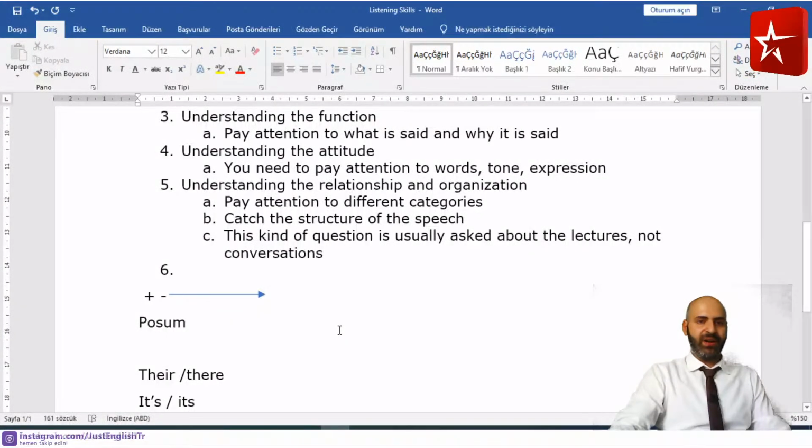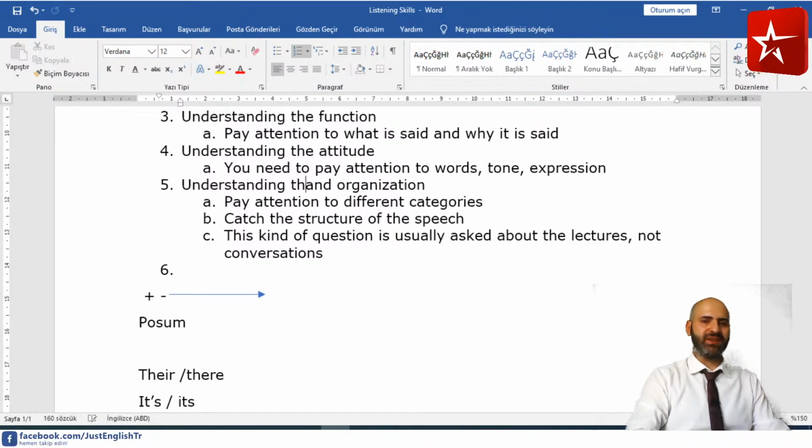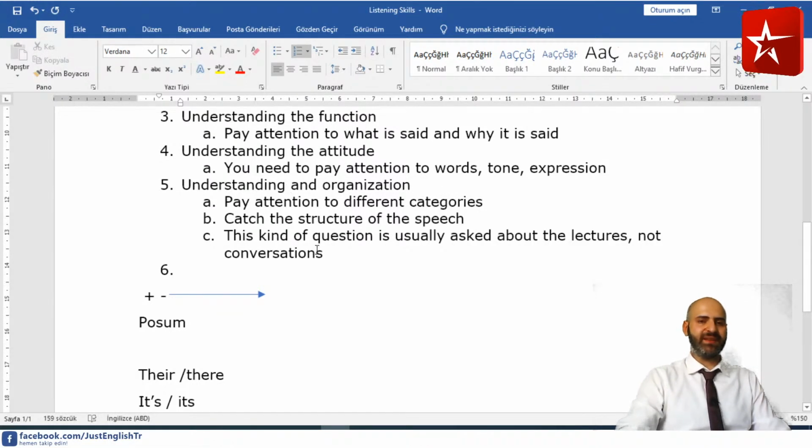So I'm back with you guys, and now we will do exercise for question type number 5. For question type number 5, I said understanding the relationship and organization, but to be honest, it's more about organization. So let's leave the title as understanding organization of the listening passage. I will play one file for you now, and then I will show you some questions about it. Please take notes, guys. My advice to you.